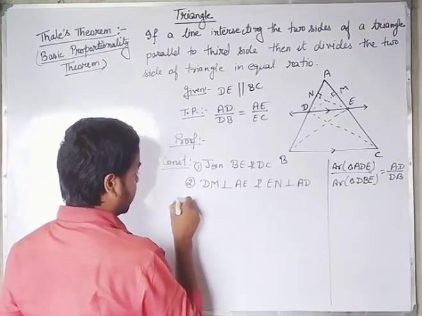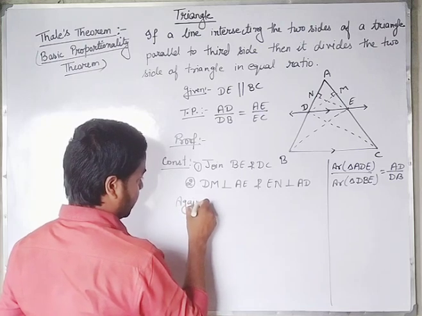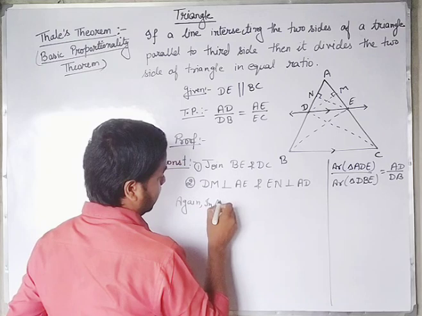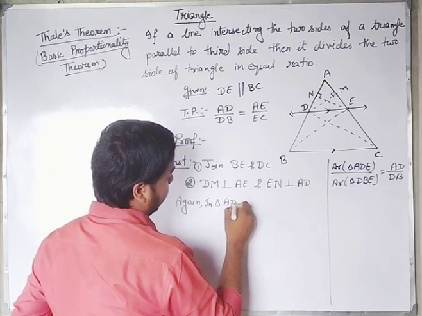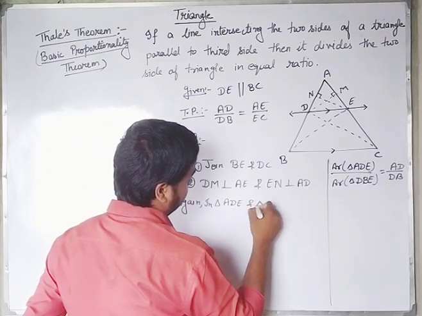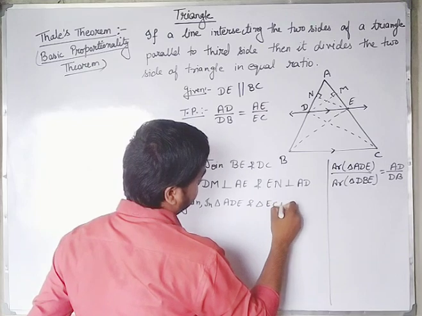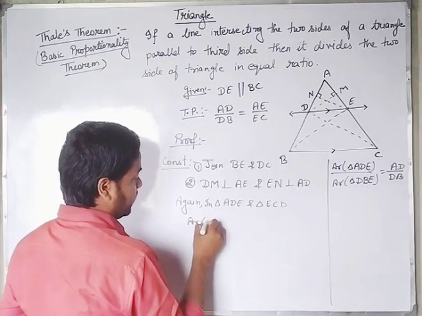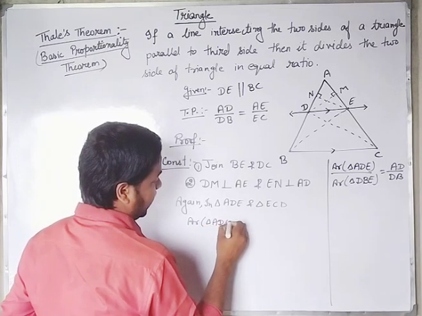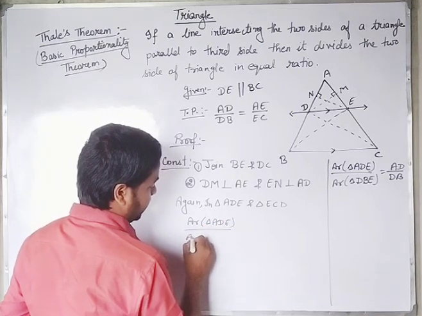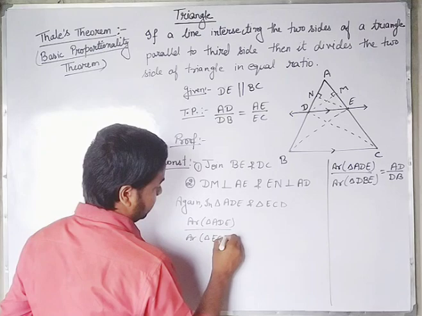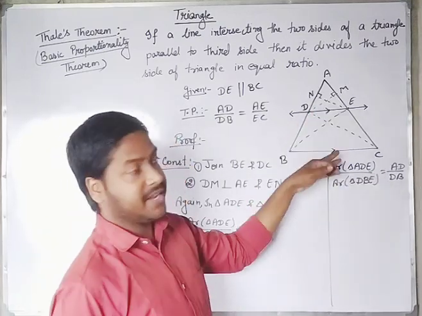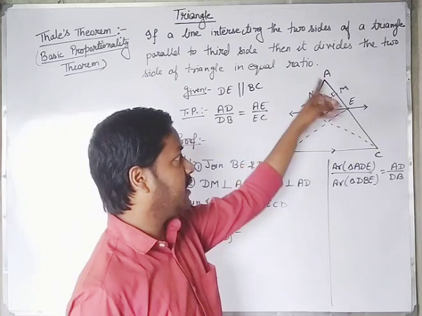In the same way we will do it again for triangle ADE and triangle ECD, on the other side. Then what will we have? Area of triangle ADE by area of triangle ECD. Here the base AD I have already taken. Now on this side I have to take AE.